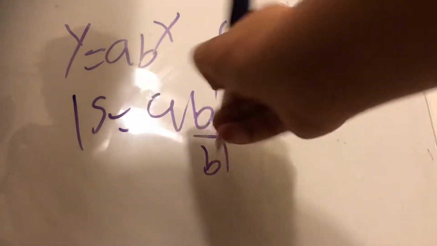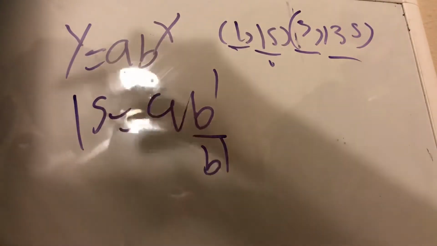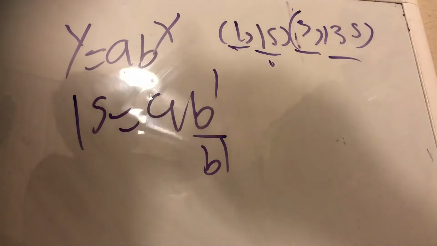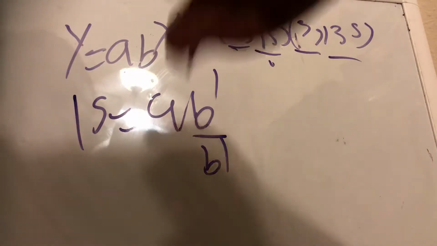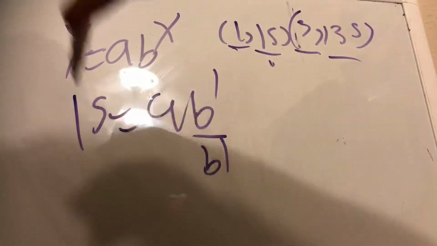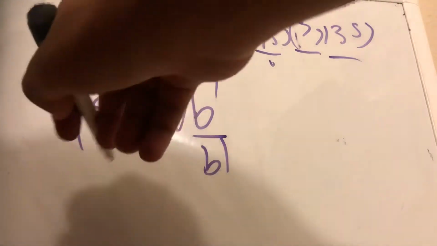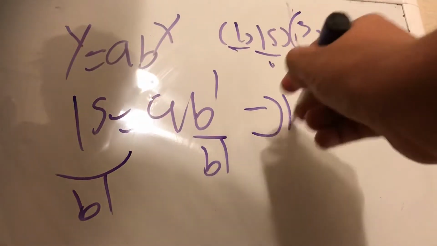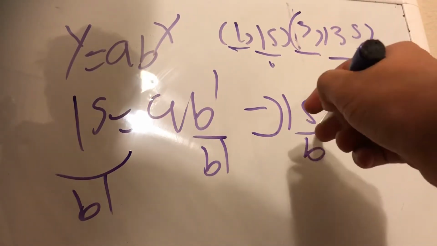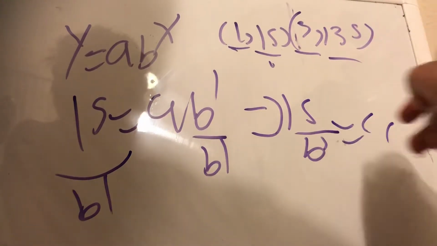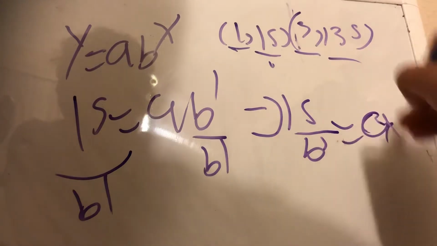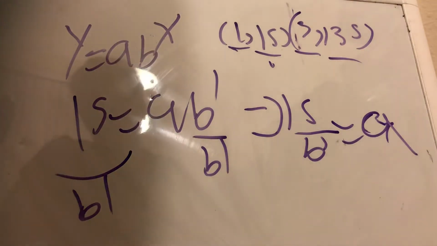15 is equal to a b to the power of 1. We divide each side by b to the power of 1, because we want to find a. So it's 15 over b to the power of 1. So a is equal to 15 over b to the power of 1.